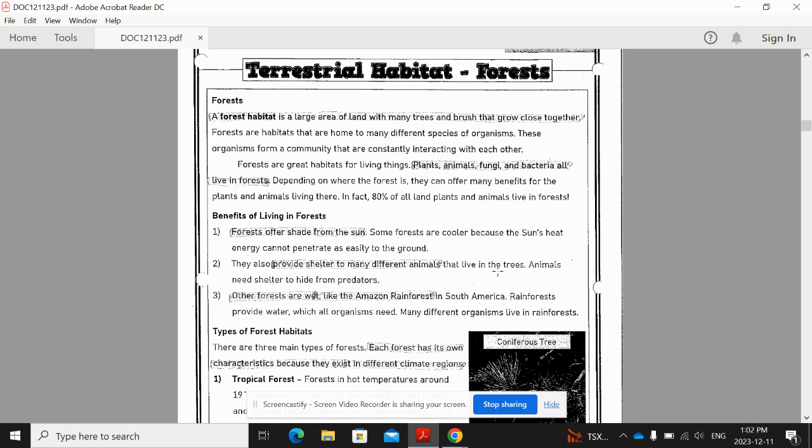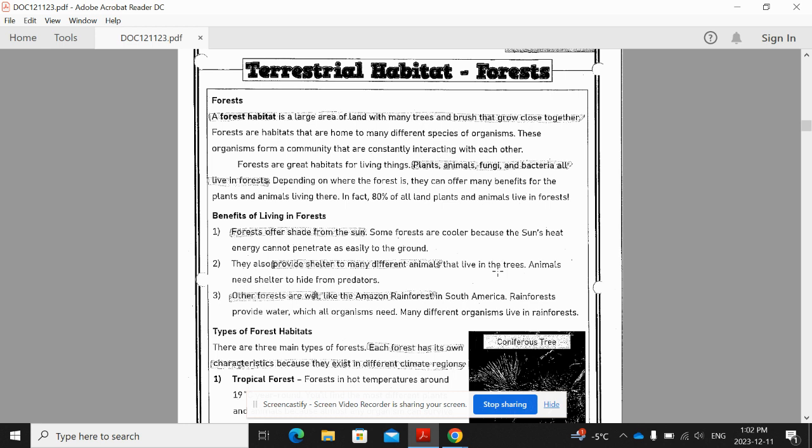Depending on where the forest is, they can offer many benefits for the plants and animals living there. In fact, 80% of all land plants and animals live in forests. Benefits of living in forests. Number 1, forests offer shade from the sun. Some forests are cooler because the sun's heat energy cannot penetrate as easily to the ground.